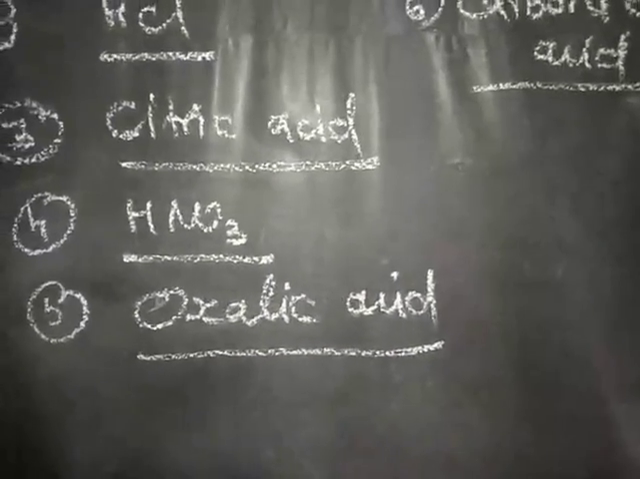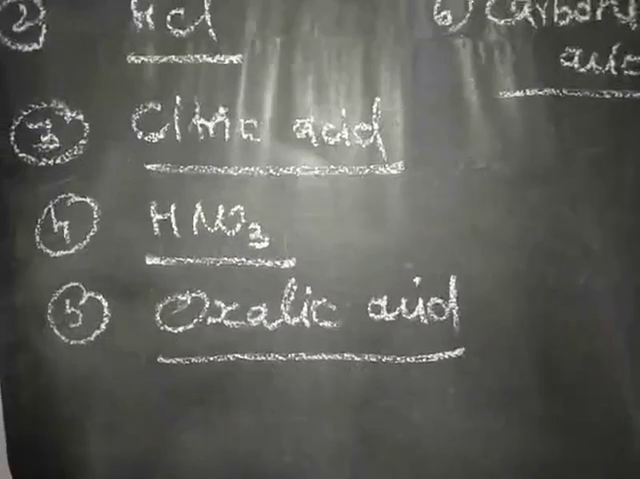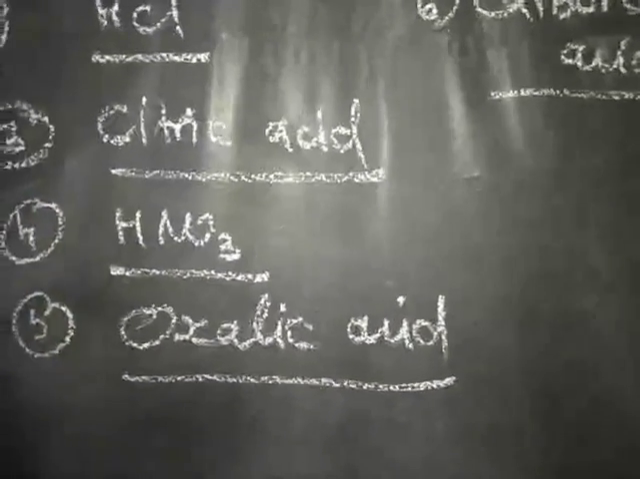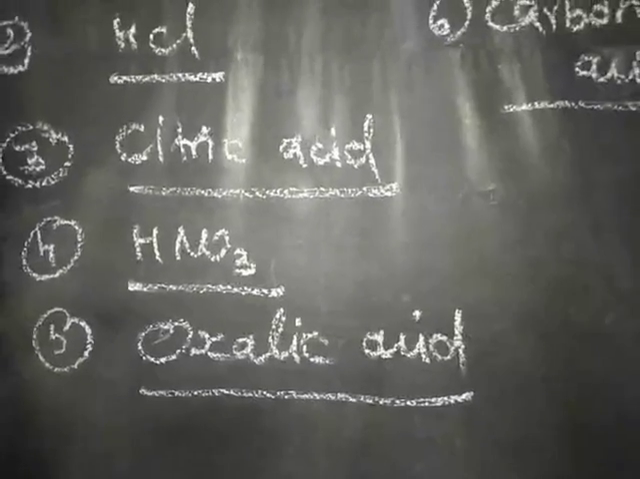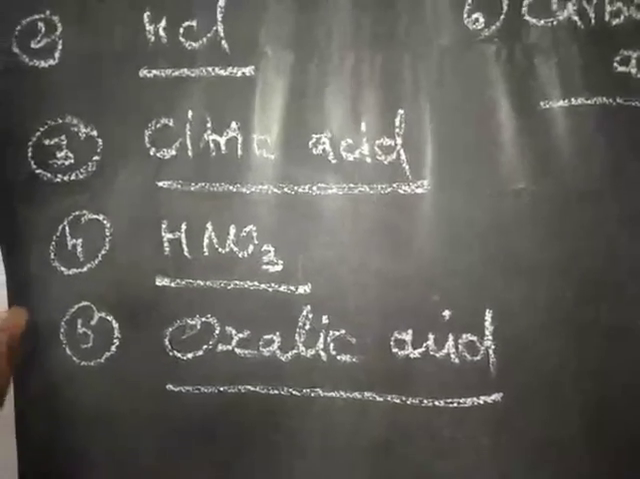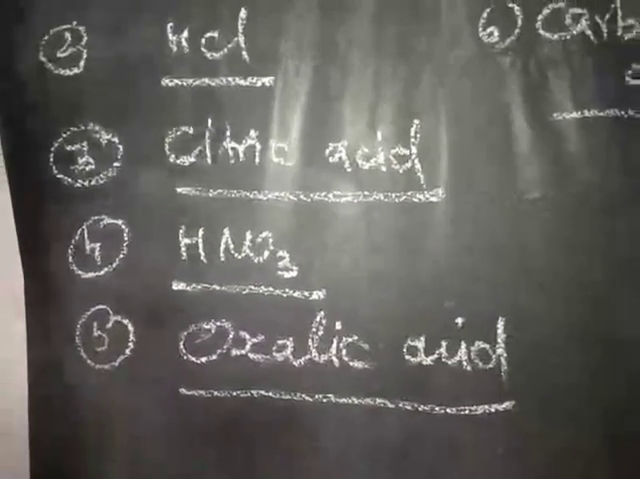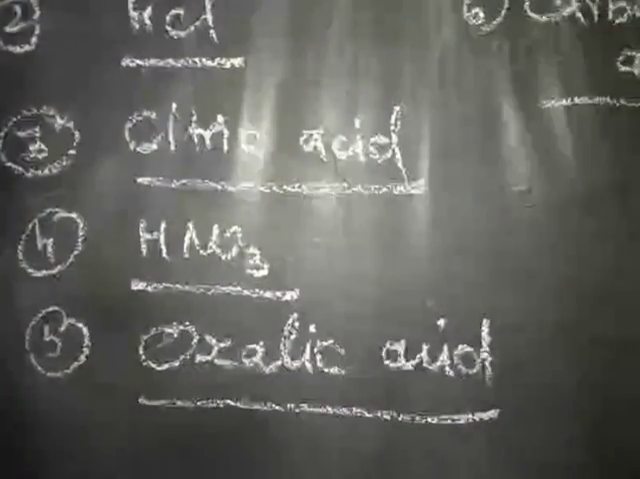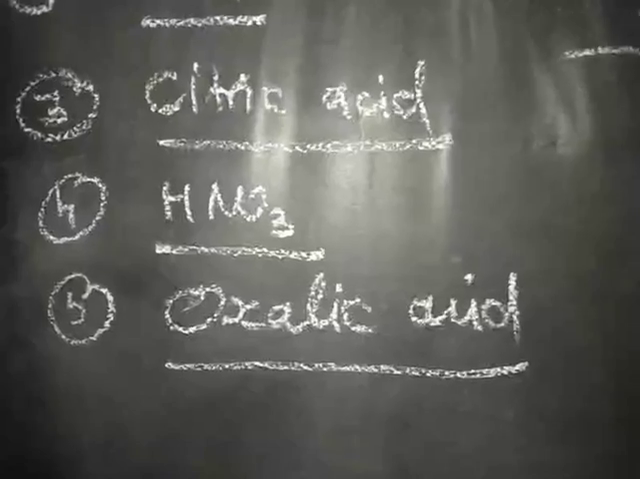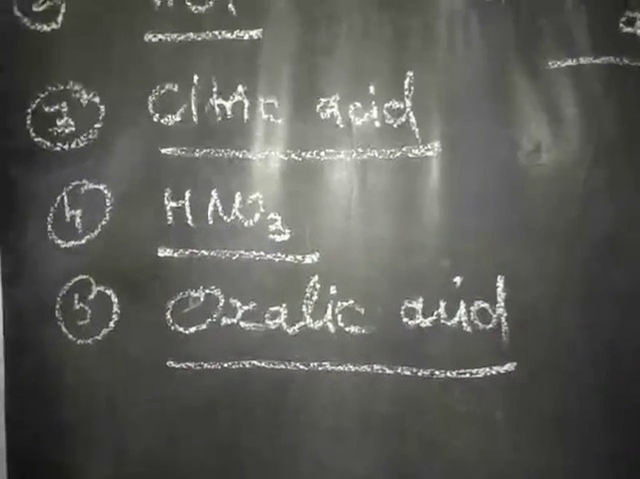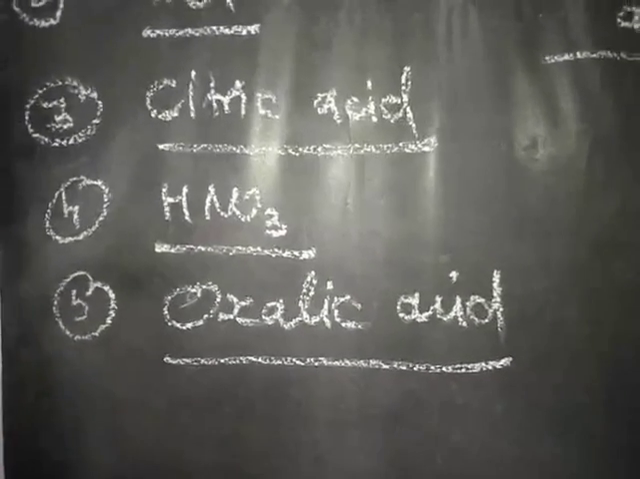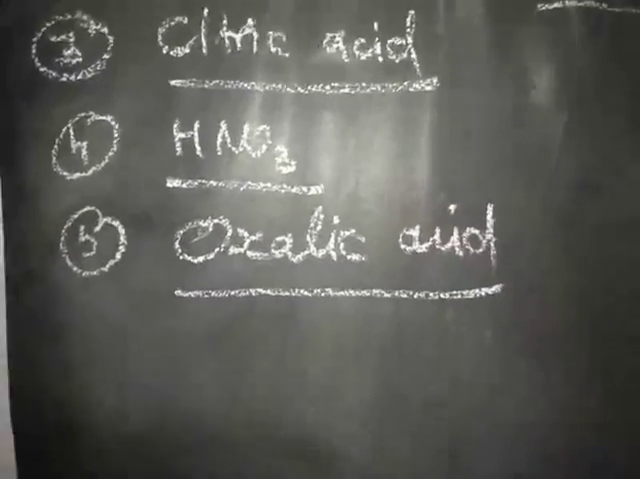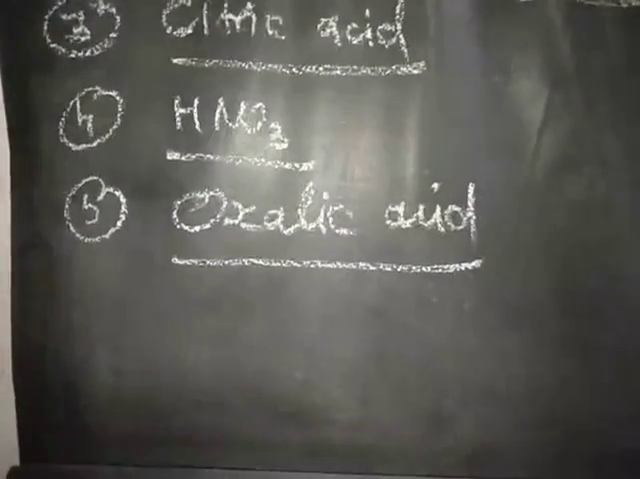Next one, how to handle acid. Suppose we want to mix acid and water. In what way should we mix these two? First we have to take the water, and then pour the acid slowly. We should not do it the other way, taking the acid and then pouring water, because it may explode. So this is the way we should handle it.